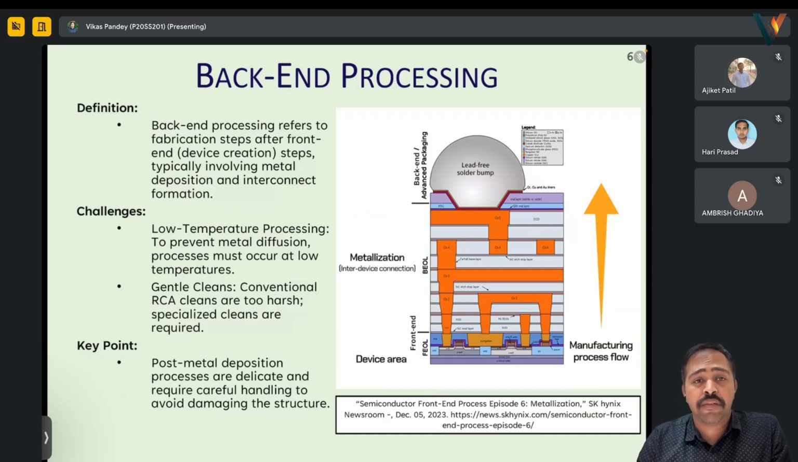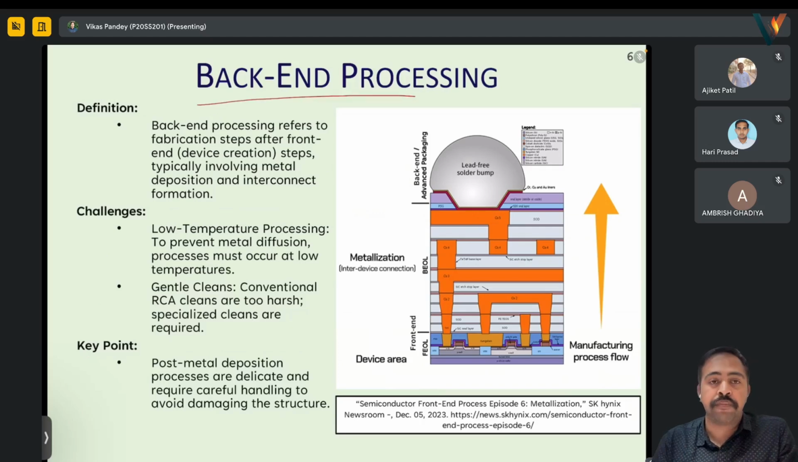Then there is back-end processing. This refers to the steps after making the devices. The whole metallization part or metal patterning, whatever we are talking about, comes under back-end processing. Once our device is completely made, after that the metal deposition and interconnect formation, everything is considered back-end processing. So we are talking about back-end processing when we are learning about metallization.